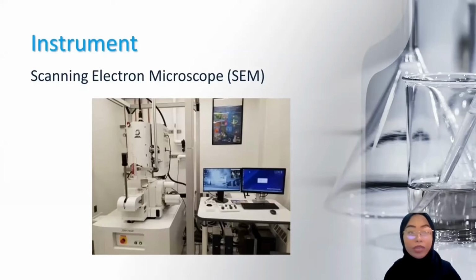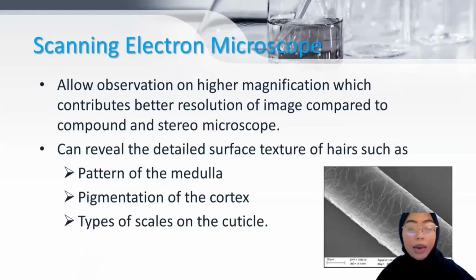Hair analysis commonly uses microscopic devices such as the comparison microscope, optical light microscope, and also scanning electron microscope (SEM), which will be used for the hair analysis in this report. SEM allows observation at higher magnification, which gives better resolution of the image compared to a compound microscope. The SEM images can reveal detailed surface textures such as the pattern of the medulla of the hair, the pigmentation of the cortex, and the types of scale on the cuticle.